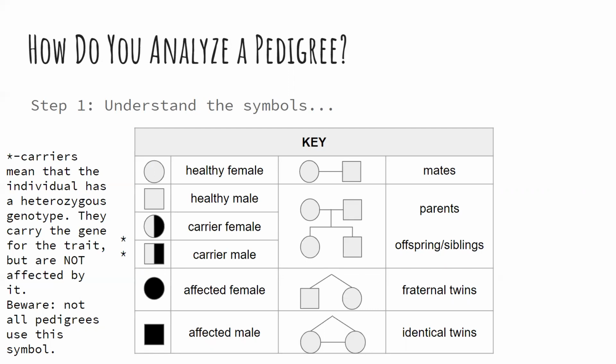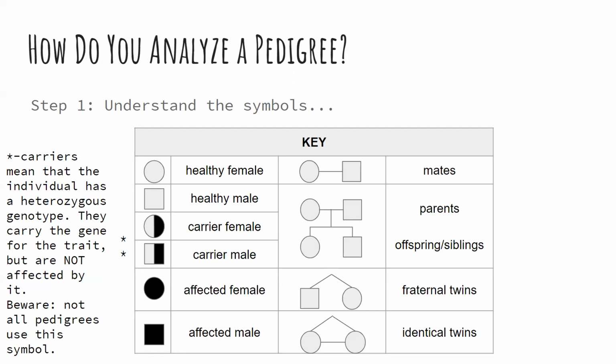Okay? Whereas an affected male is a shaded in square, because squares are male and it's shaded in. He's full of that gene. All right. If you see a line between a square and a circle, that means that they're married or they're mates. They're together. They were together at some point.